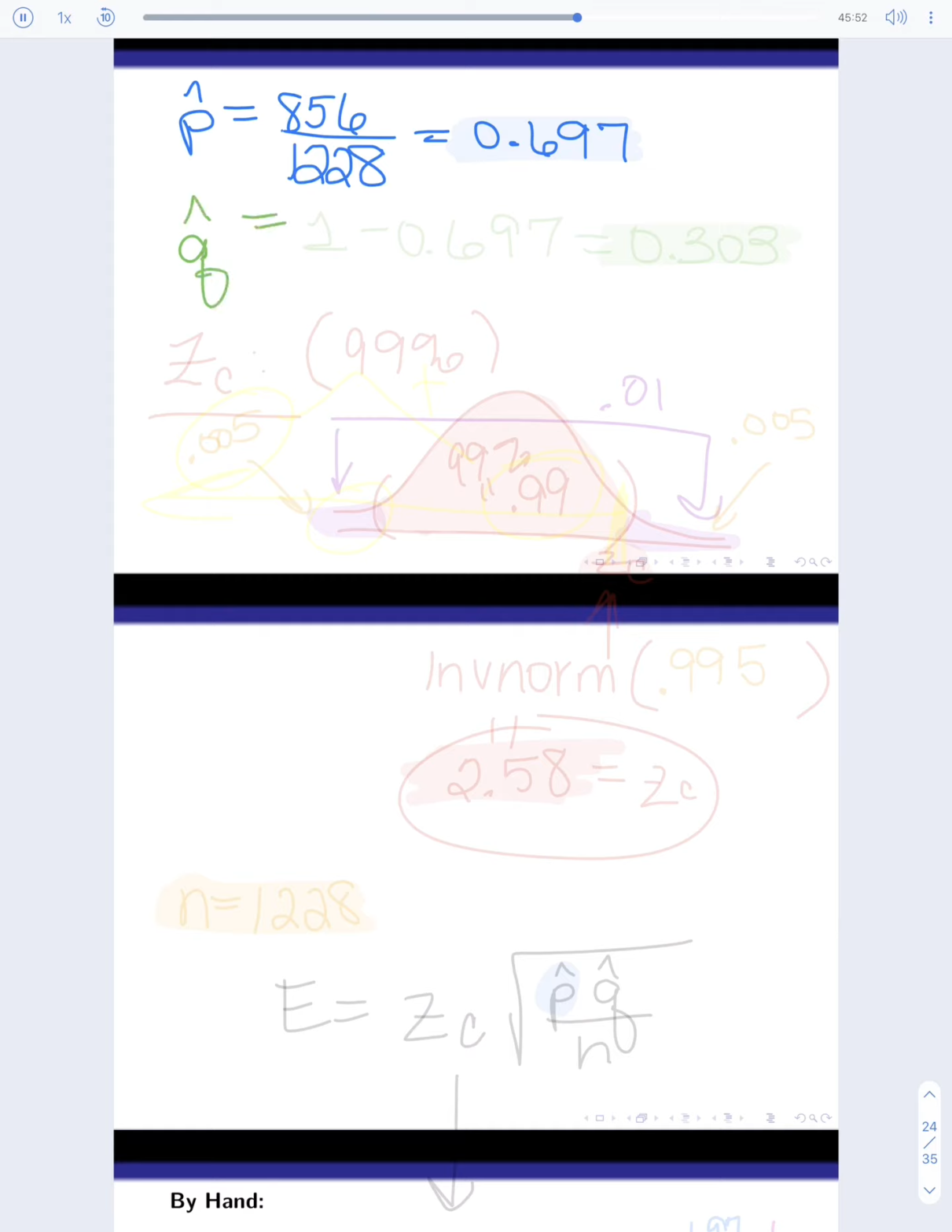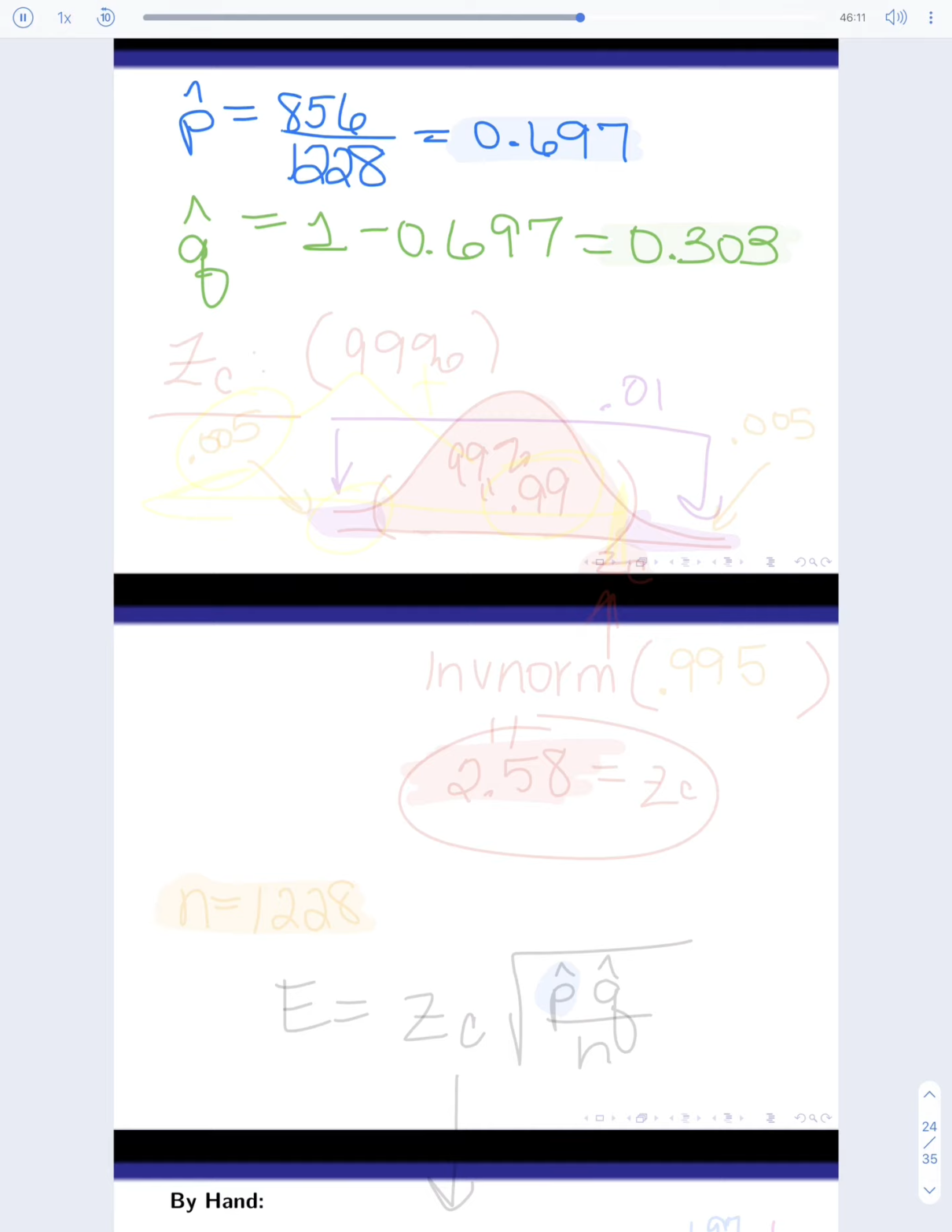And then we can also find our q-hat. Remember, p-hats and q-hats are complements, so they have to add up to 1. So we can just take 1 minus our p-hat, so 1 minus 0.697, and we get 0.303.